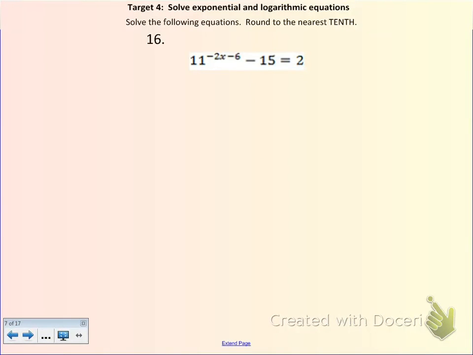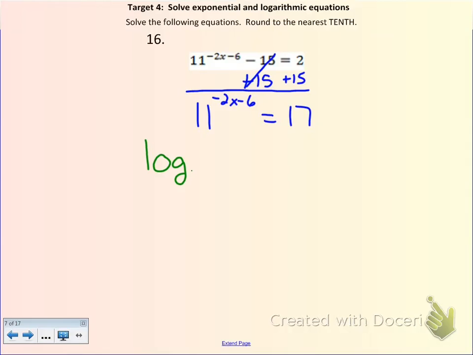Okay, welcome back. First thing we want to do here is add 15 to both sides so we can isolate the exponent by itself. So we have 11 to the negative 2x minus 6 equals 17. Now here it's in exponential form. We can't really do anything else here, so we need to turn it around and put it in logarithmic form. So in logarithmic form it would be log base 11 of 17 equals the exponent of negative 2x minus 6.